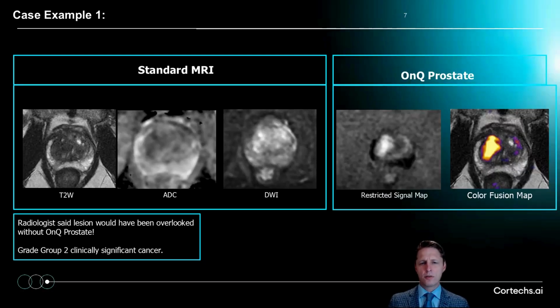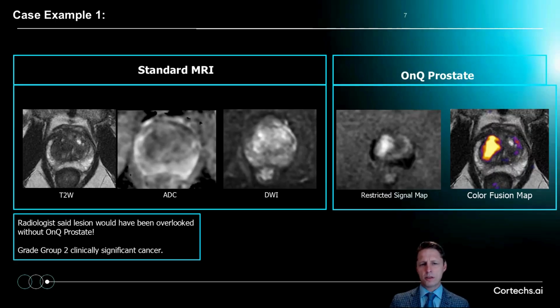Now just running through several case examples. Looking at case 1 here with the standard MRI, with the OnQ Prostate with the restricted signal map and the color fusion map right next to it. Now, the radiologist said that the lesion actually would have been overlooked without OnQ Prostate, looking at the standard MRI. And ultimately on biopsy, grade group 2 clinically significant cancer was diagnosed.